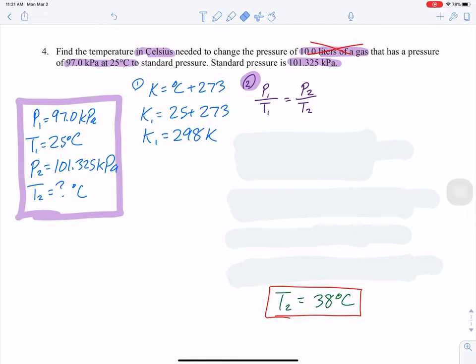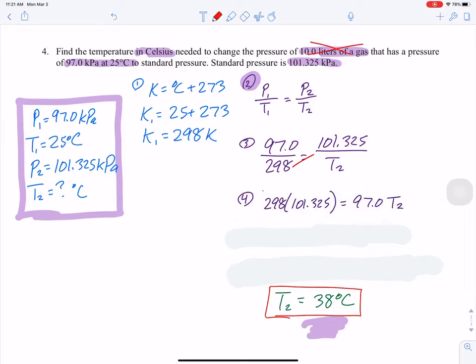Okay, now if the pressure went from 97 to 101, what has to happen to the temperature? Well, right, it has to increase. It has to get greater because the volume is going to stay the same. So we plug in our numbers. As before, we cross multiply, right? So 298 times 101.325 and 97 times T2. We divide both sides by 97.